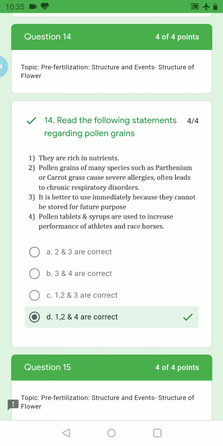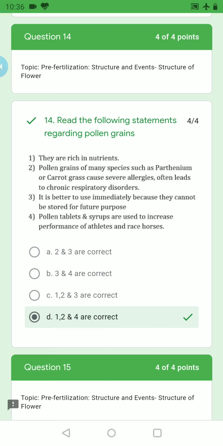The third statement: it is better to use immediately because they cannot be stored for further purpose. For some species it is not applicable, but of course. Then, pollen tablets and syrups are used to increase the performance of athletes and race horses. Yes, correct. So which is the right option? Option D is the right answer, because statements 1, 2 and 4 are correct.